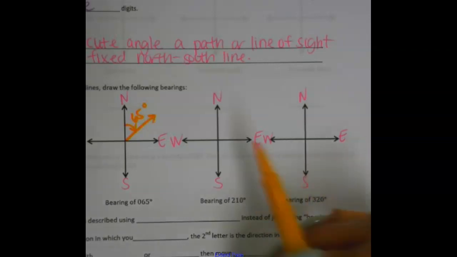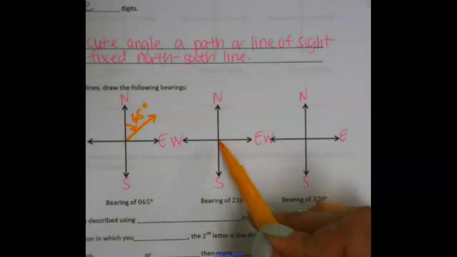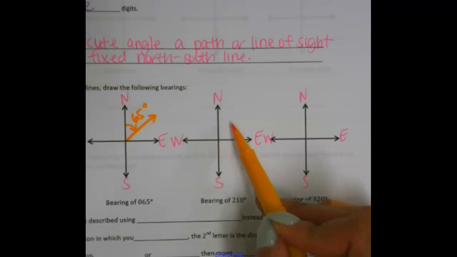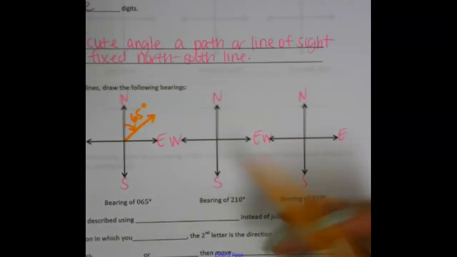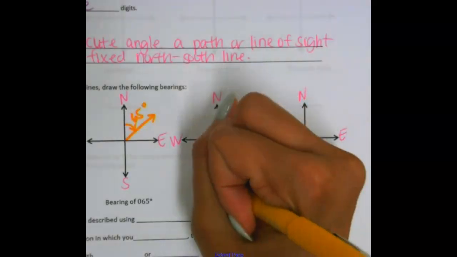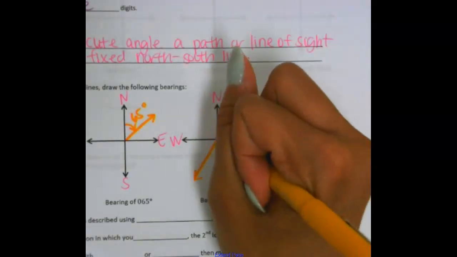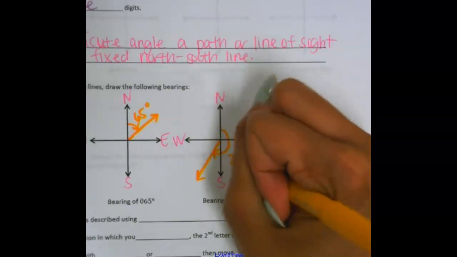So keeping in mind that each of these little intersections are 90 degrees. 210, this is like 1, 2, 3, 4, the quadrants. This is going to be in quadrant 3. For 210 degrees, it's going to be somewhere around here. So all of this going around is 210 degrees.